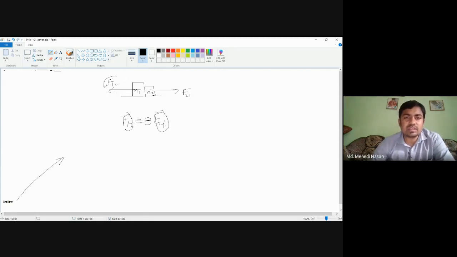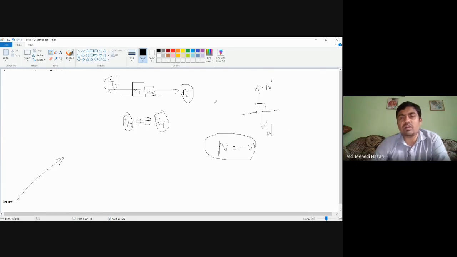In that case, these two forces are called a pair force, also called a Newton's third law pair. Again, we know that if there is an object on a surface and no external forces are involved, then weight is downward and normal force is upward. Normal force and weight are equal but with a negative sign. So these two forces, normal force and weight, are called a Newton's third law pair.